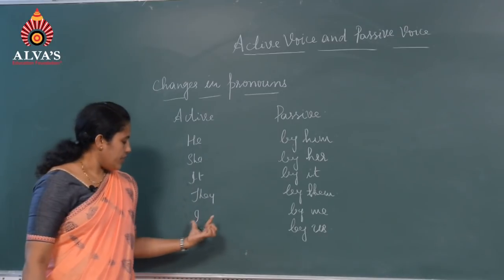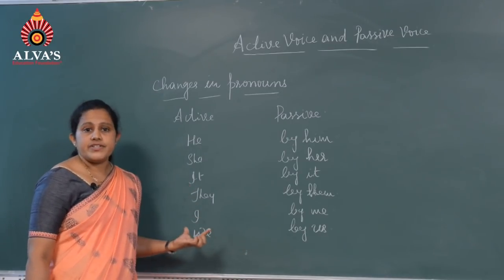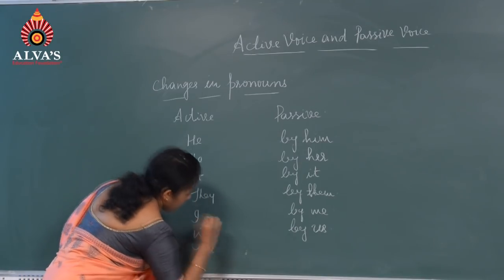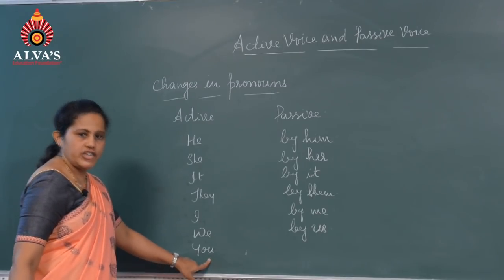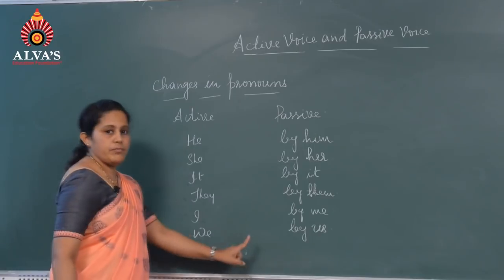So, this is first person. If there is a second person, you, in the subject, when we change from active to passive, this you becomes by you.